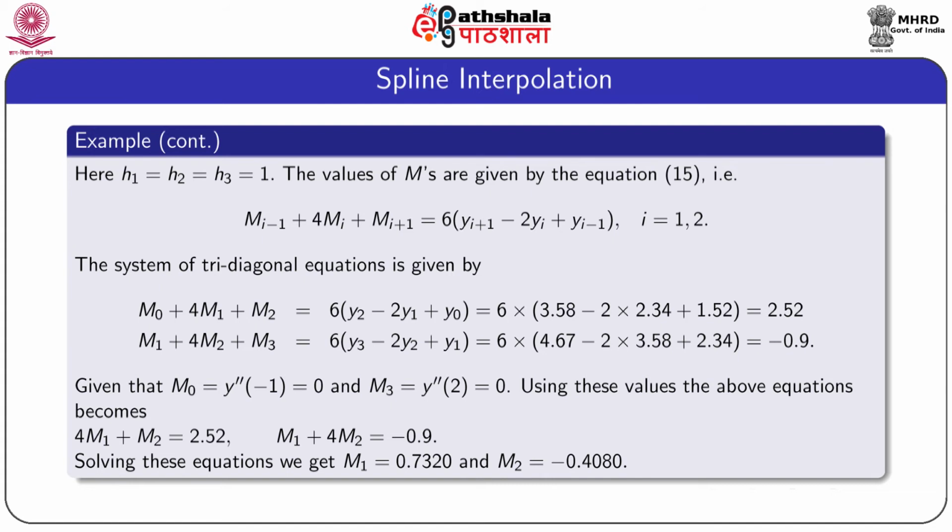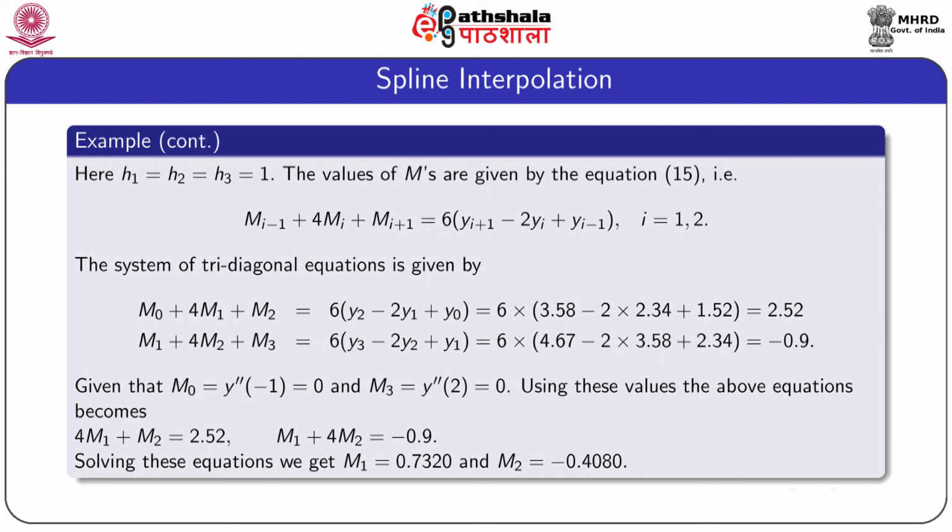Now, we have to determine the values of mi, and the values of mi are given by equation 15. This equation is nothing but mi minus 1 plus 4 mi plus mi plus 1 equal to 6 into yi plus 1 minus 2 yi plus yi minus 1, but this equation is valid for i equal to 1 and 2. That means, we have 2 equations, one for i equal to 1 and the other for i equal to 2.